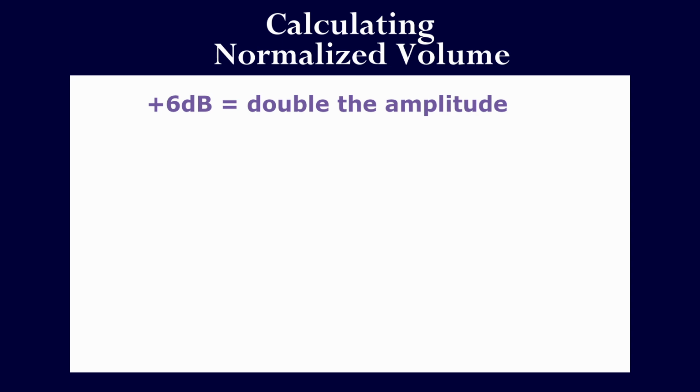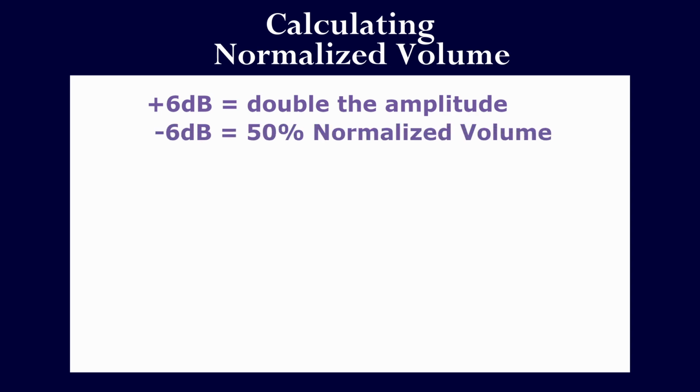A difference of +6 dB corresponds to about a doubling of a sound wave's amplitude. So, to reduce audio that is 6 dB too loud, a YouTube volume reduction of -6 dB is required, which corresponds to about a half, or 50%, normalized volume.